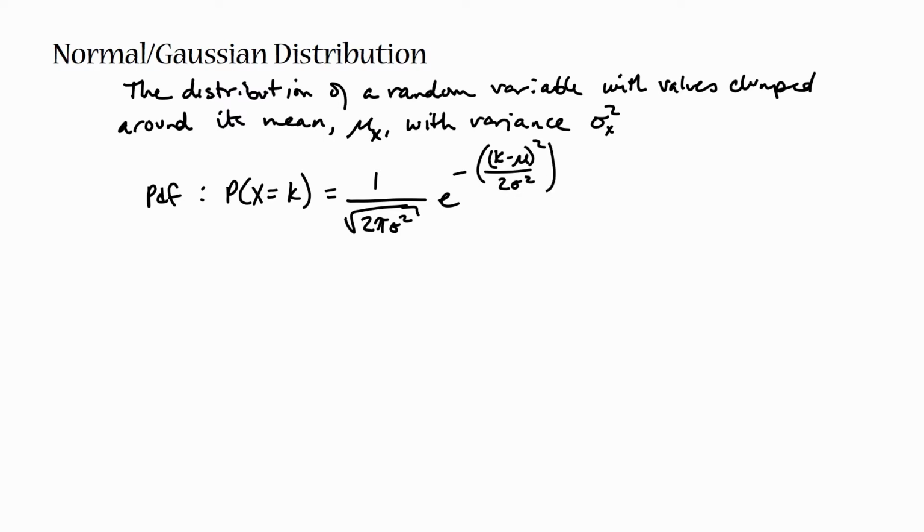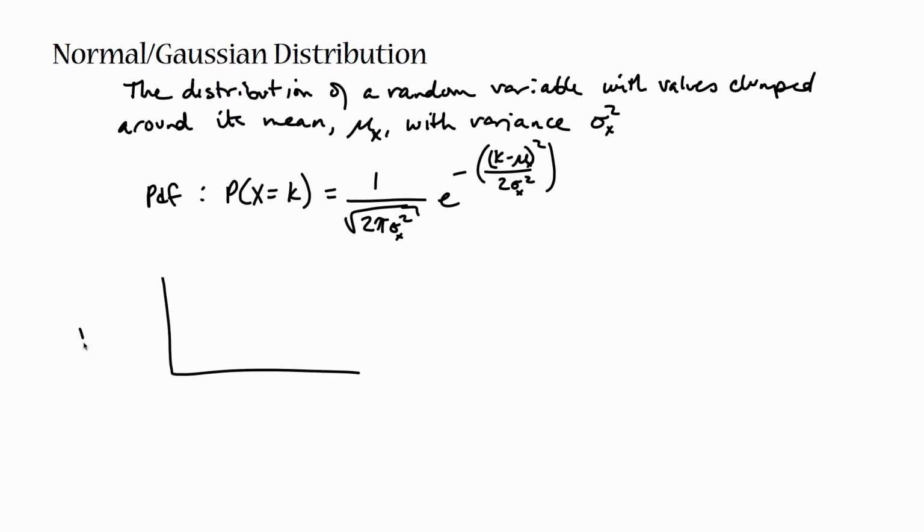I'm not going to prove it to you because it looks awful, but I will link you to a proof, I promise. But just to go through it for a second, pi is pi, sigma squared is the variance of the distribution, k is the value whose probability you're interested in, and mu is the mean of the distribution. And the standard normal distribution is where mu is equal to 0, and sigma squared is equal to 1.